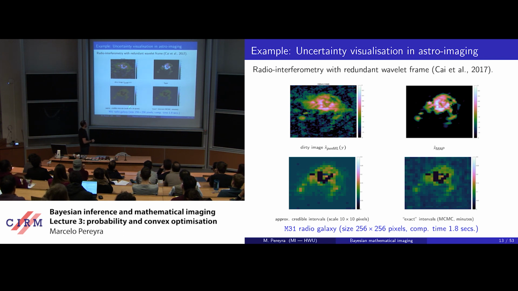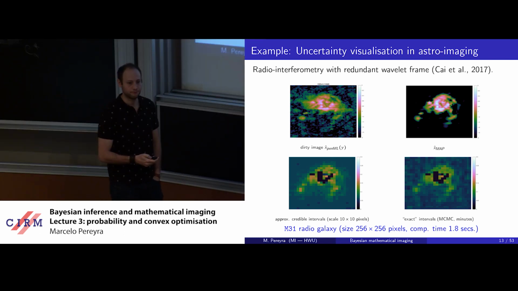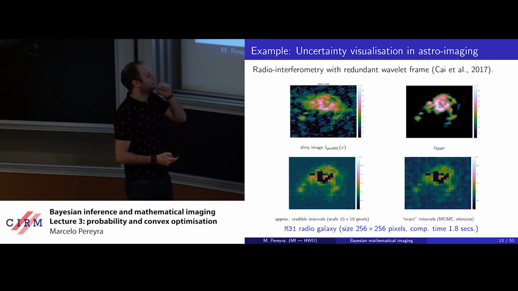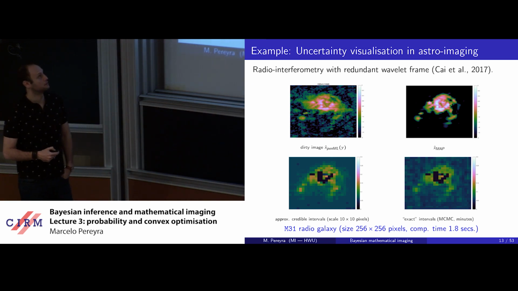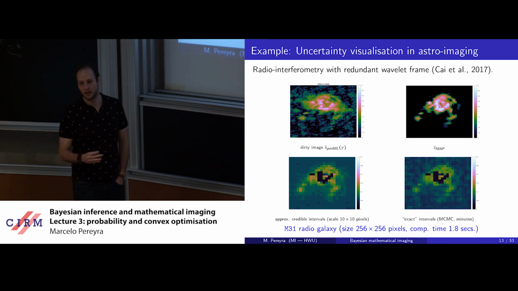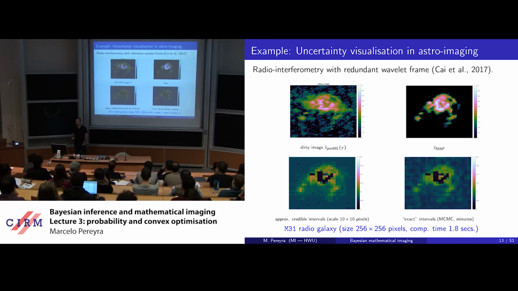I obtain this result just by using my approximation, and if I was doing the exact thing with my MCMC sampler, I would obtain this, which is very similar. In this case, it takes a bit less than 2 seconds, and in this case it took several minutes, of the order of half an hour. And if you check this paper, you'll find lots of other results at different scales with 4 different images, and we consistently find the same results.